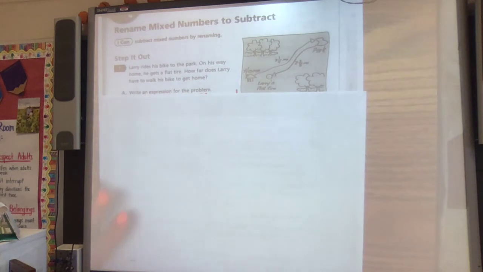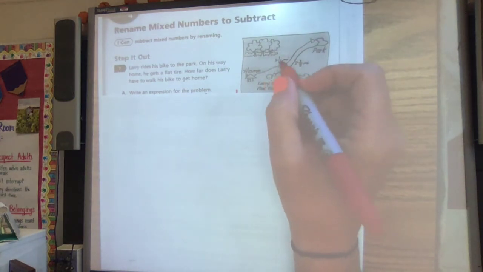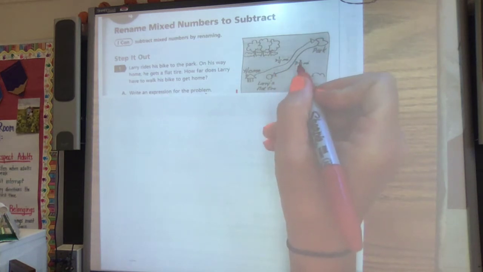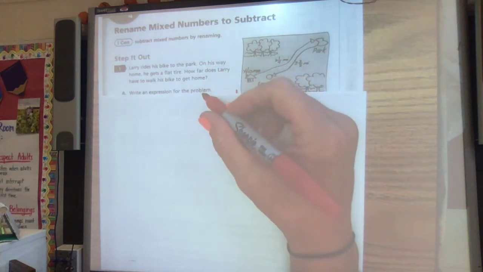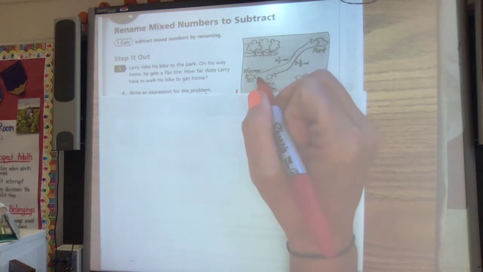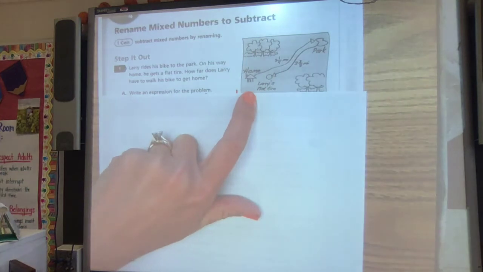So we're looking at our problem, and we know Larry went to the park, and we know that that's 3 1/4 miles away. And he was coming home and got a flat tire, so he went 2 3/8 miles. He almost got home. He's not quite there. So our first job is to write an expression. So we need to write something that's helping us figure out that right there.